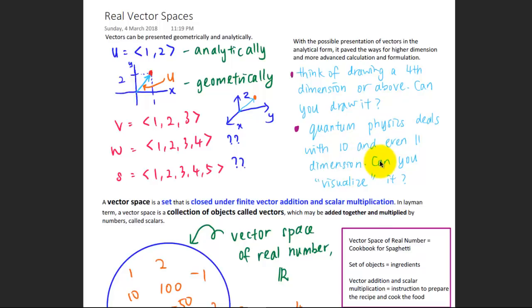So can you visualize it? It is impossible for us to visualize it or sketch it on a three-dimensional space diagram. But in the analytical form, you can write it as many as you want. You can write 1, 2, 3, 4. So this is a fifth dimensional order for the vector space.